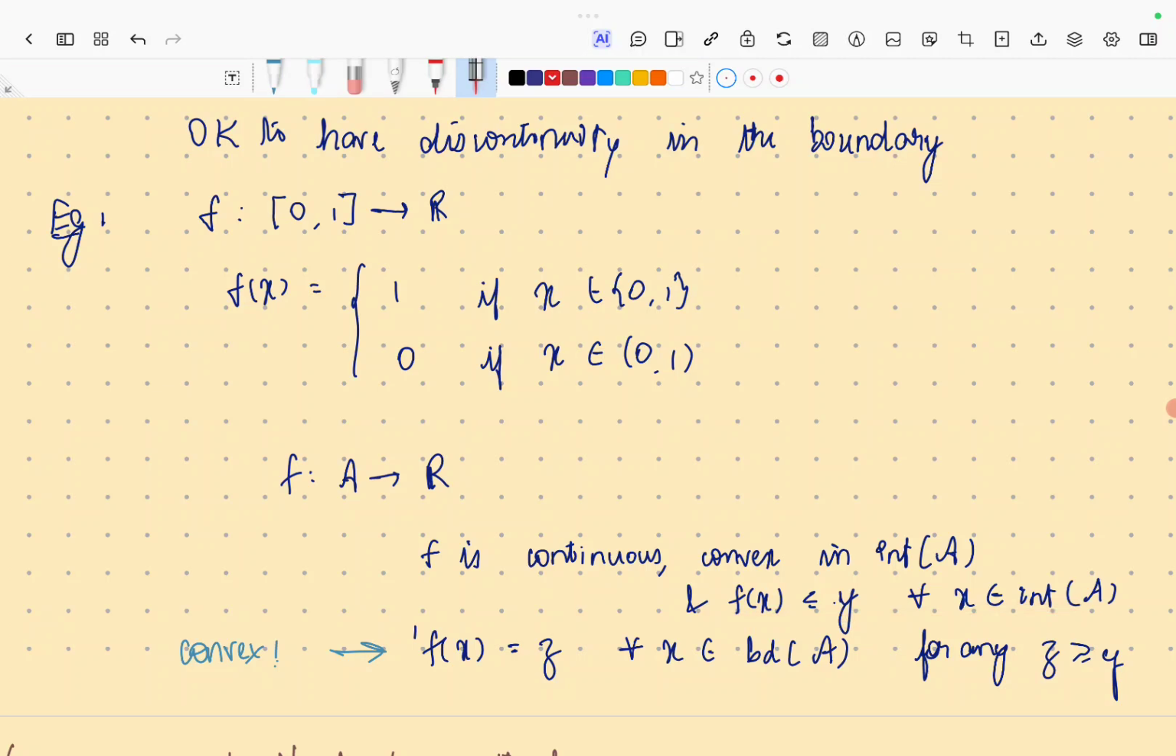As long as you have a jump at the boundary, and it's a positive jump, much more than any value that the function can take in the interior, then the resulting function is still convex. So you can have a jump at the boundary and still be convex. Basically like a well and its rim. Exactly. So it's like a well, and at the rim you just pull it up as much as you want, it will still be convex. That's a good analogy.